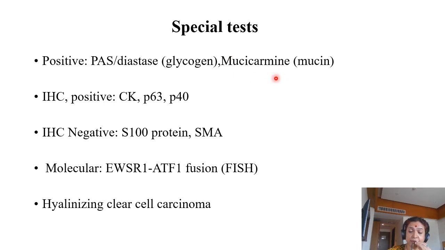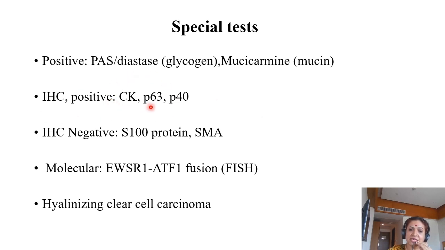Mind you, mucicarmine can be positive because a few cells in a clear cell carcinoma can be positive for mucin, and therein you may have a differential of mucoepidermoid carcinoma. But mind you, mucoepidermoid carcinoma is a triphasic tumor. It is not a monophasic tumor like in this particular case. We were seeing just one type of cell, and what we were seeing is a low-grade tumor. The cells were pretty monotonous.